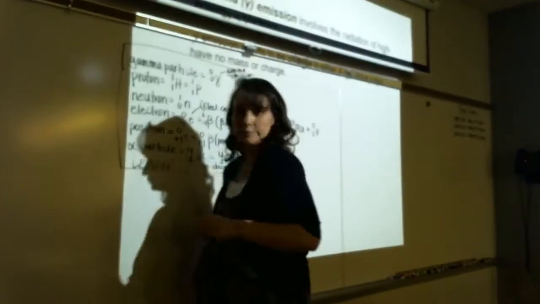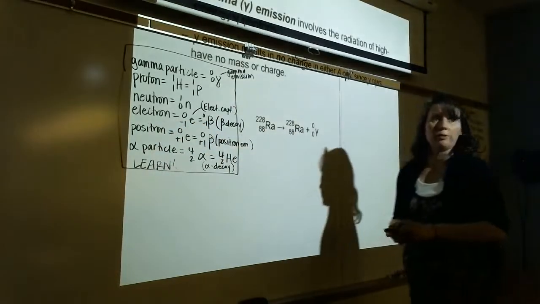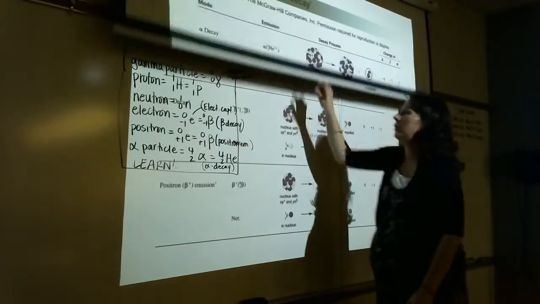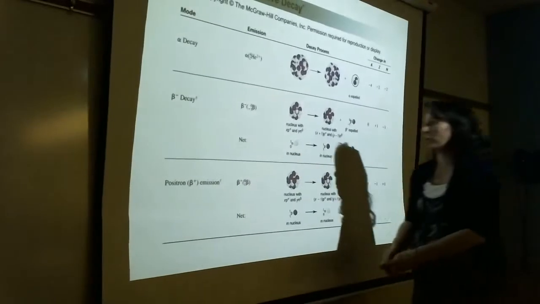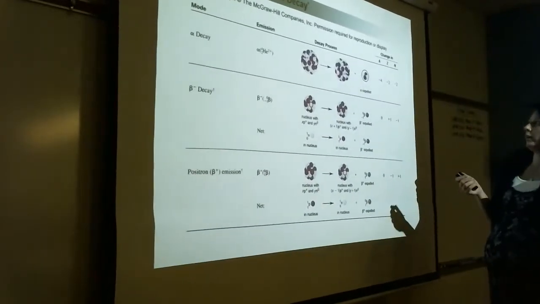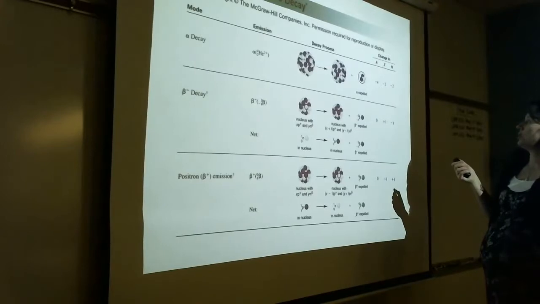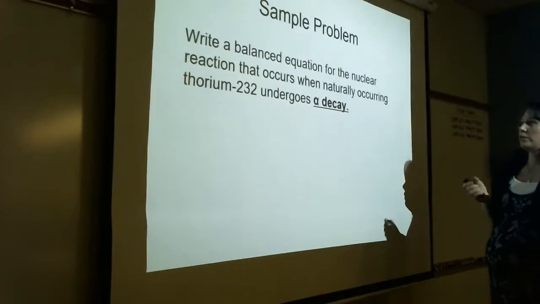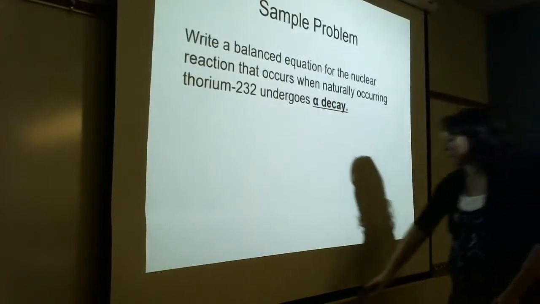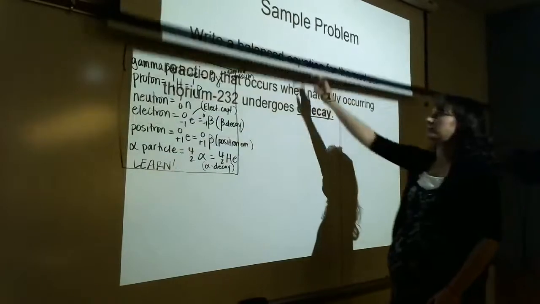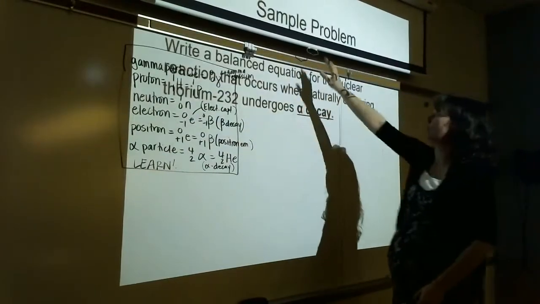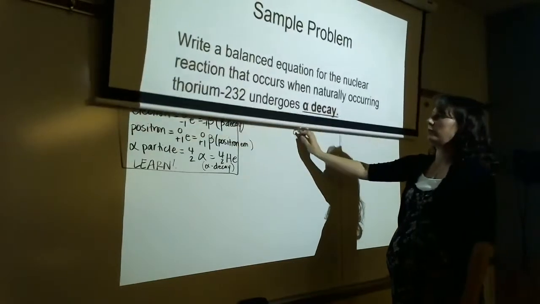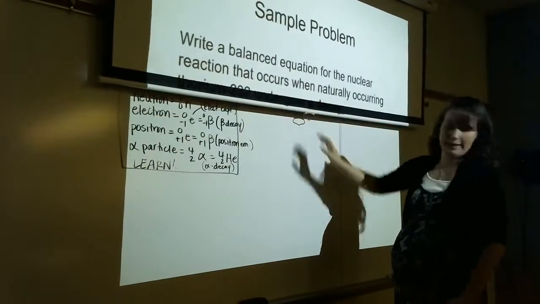All right. So now what we're going to do is we're just going to go through examples. This is a figure from your textbook, basically just showing the same thing, right? It's showing what's changing the atomic and the mass number, right? But I mean, you can read that for yourself. So let's do this example together. Write a balanced equation for the nuclear reaction that occurs when thorium-232 undergoes alpha decay.